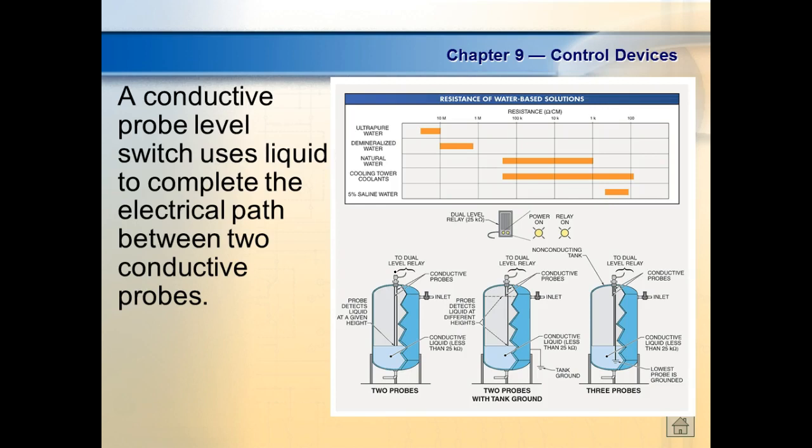We have conductive probes that depend on the conductance of a liquid to sense its level. So these would not work with still water or something, but anything that's got any impurities in it that we can put a current through, we could sense that.